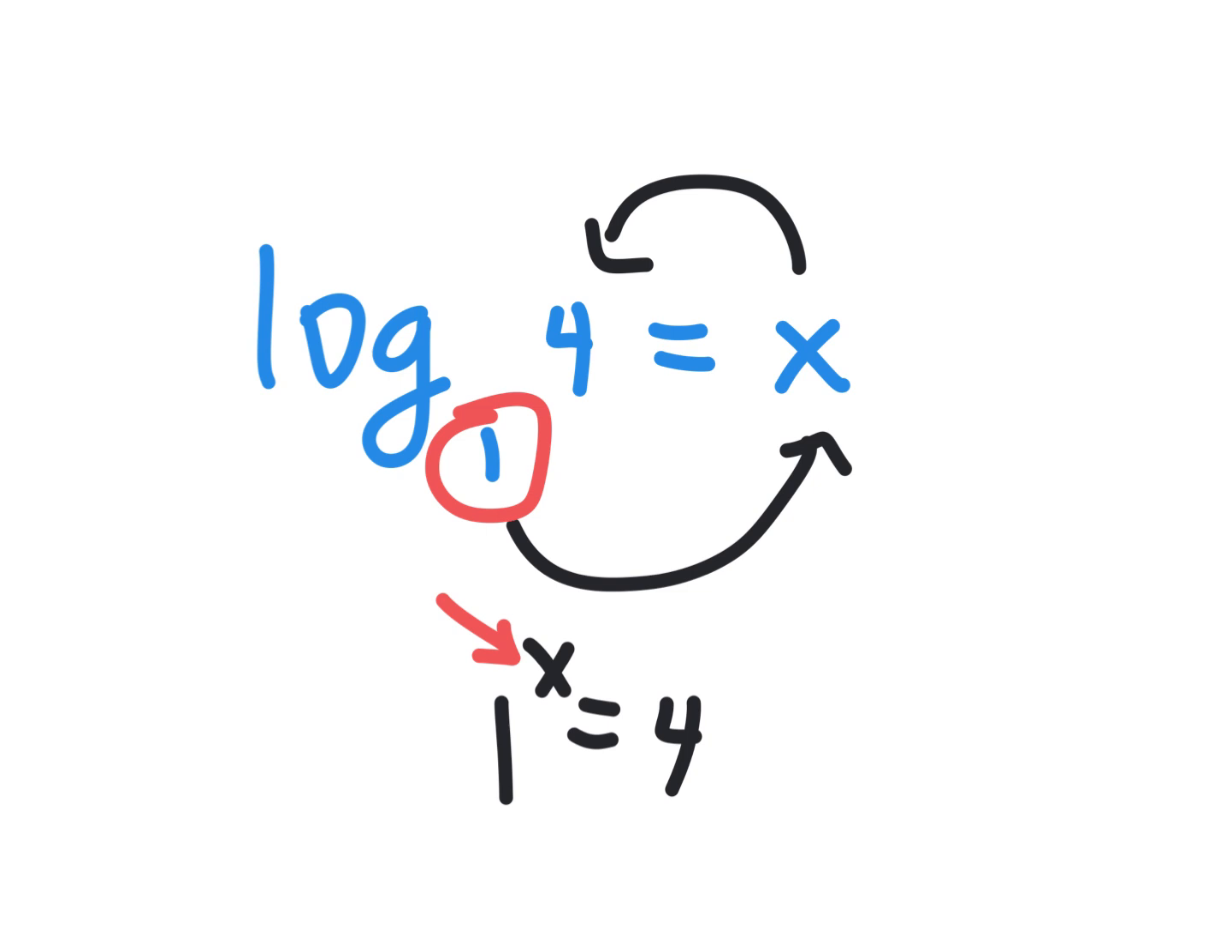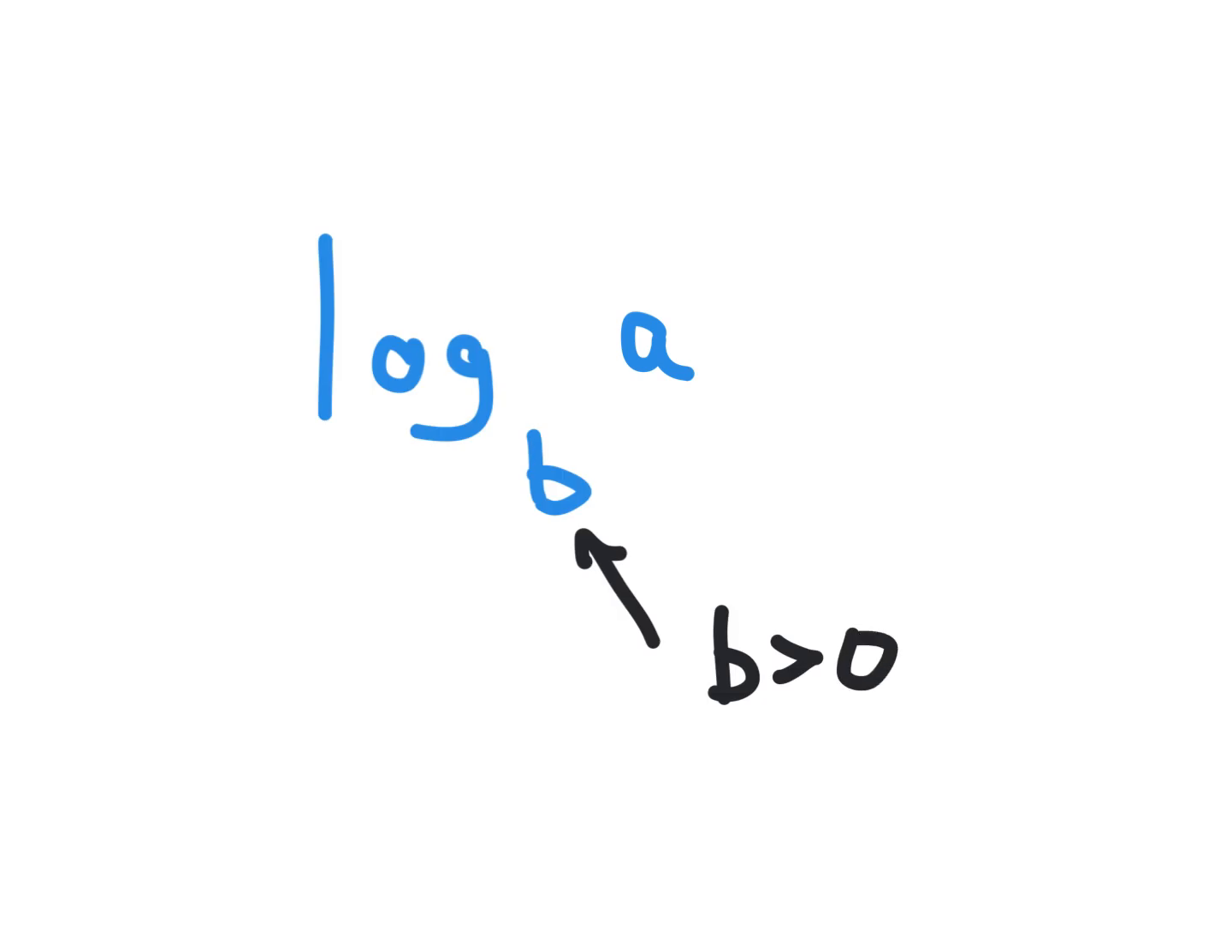This is called a domain. Domain is what you can safely put in. You cannot safely put in a 1 for a base. All right, so I'm gonna give you this like note that I would put in my notes. We're gonna call this B, and we're gonna call this A, because B stands for base and A stands for argument. Good. B has to be greater than 0. It can't be 0. It has to be greater than 0.